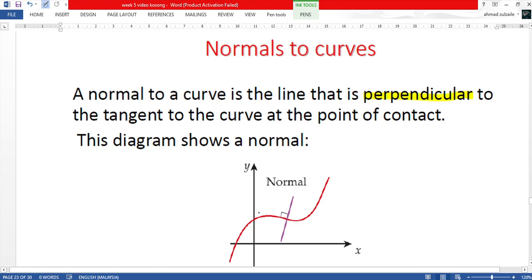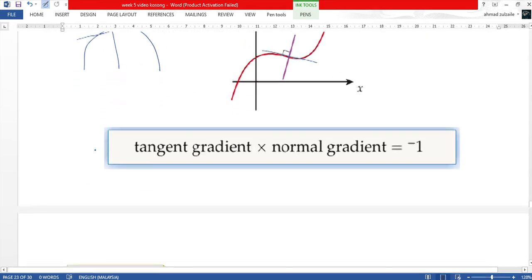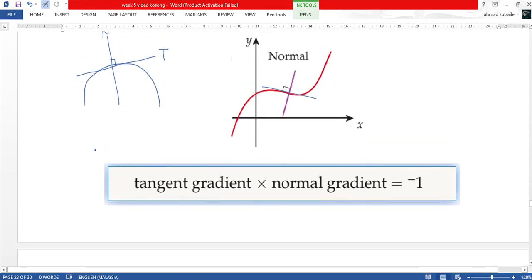Tapi katakanlah di sini equation of tangent kita. It can be anywhere lah. Okay, tapi by using the definition of normal to the curve, dia kata normal to the curve is perpendicular line to the tangent. Okay, katakanlah ini equation of curve awak ada tangent. So soalan minta awak normal to the curve. So kat mana location normal? Over here, dia perpendicular to the tangent. So this is tangent, this is normal.